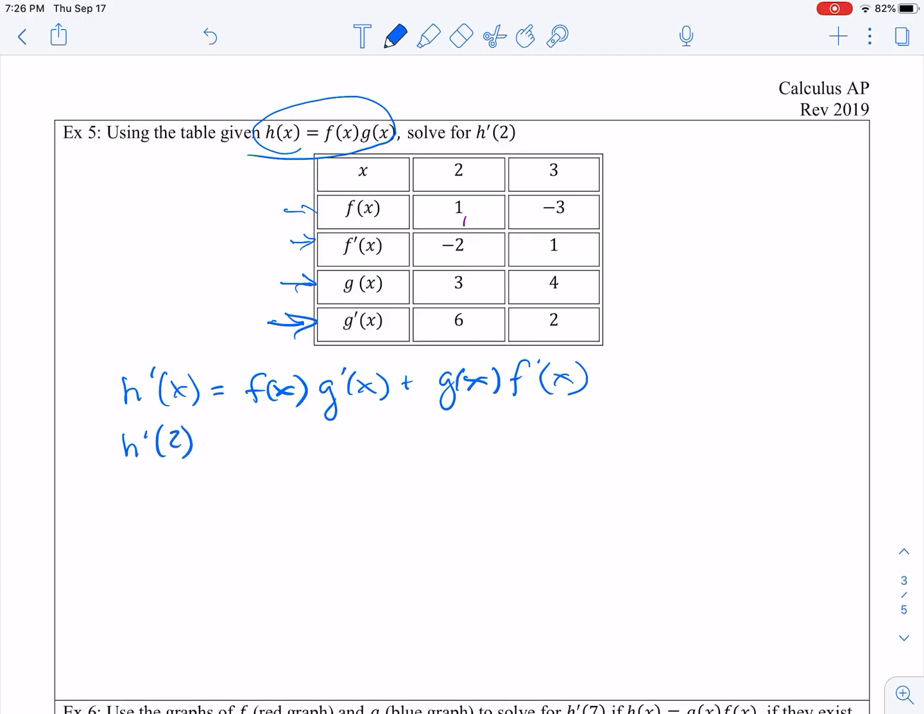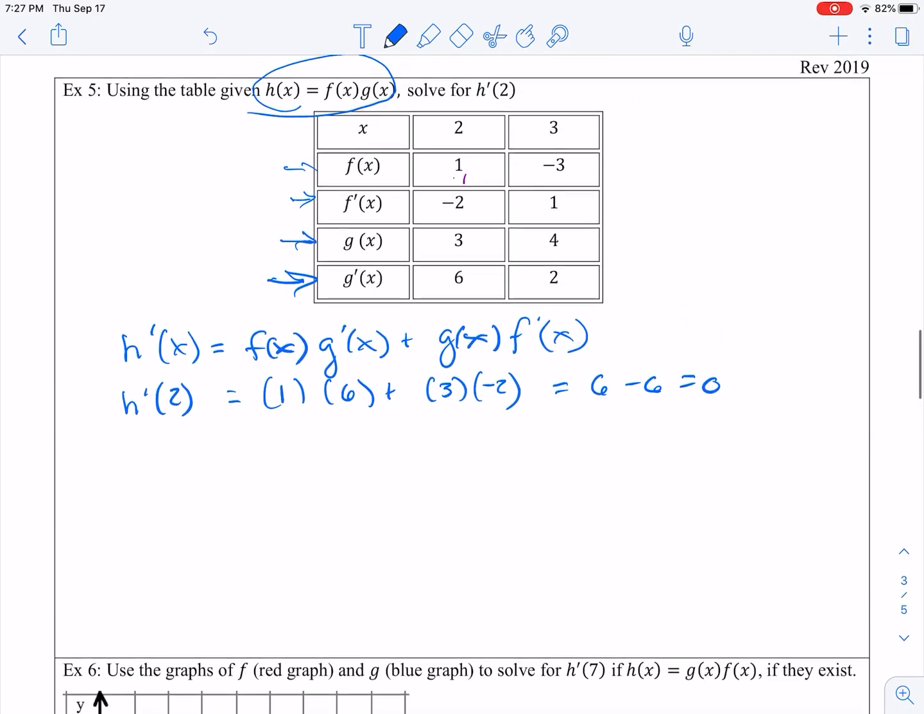So I'm doing 2. F of 2 is 1. G prime of 2 is 6. G of 2 is 3. F prime of 2 is negative 2. If that's on your paper, I know you knew what you're doing. You just can't add and subtract correctly. Okay? 6 minus 6 and you get 0. Okay? Let's do another one.